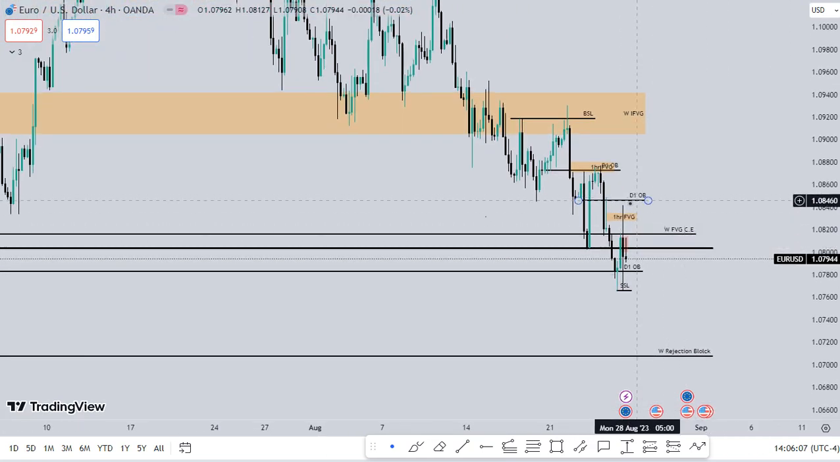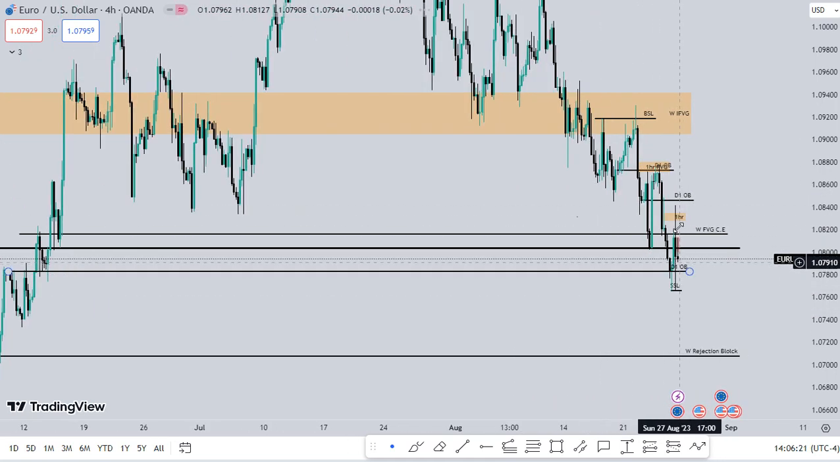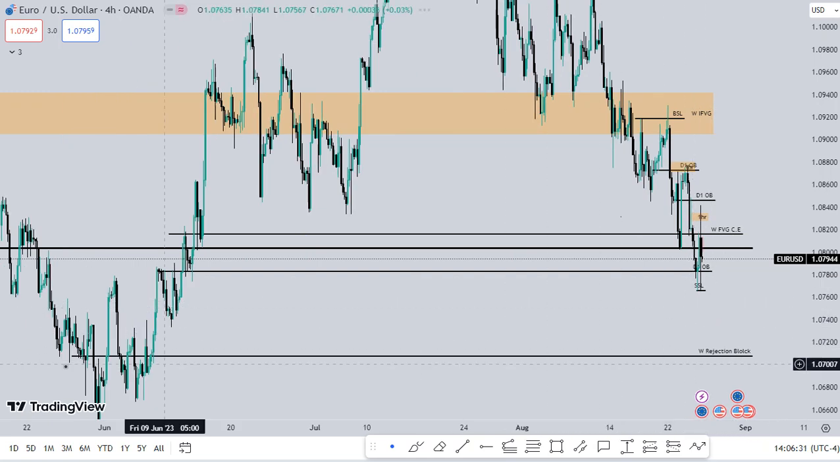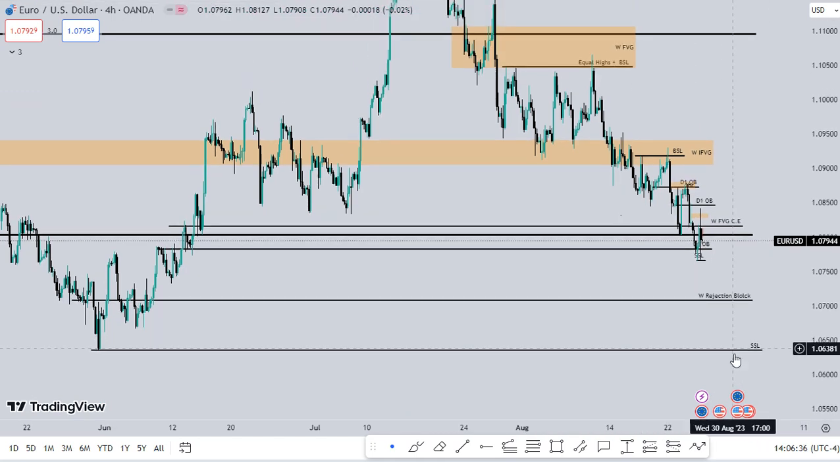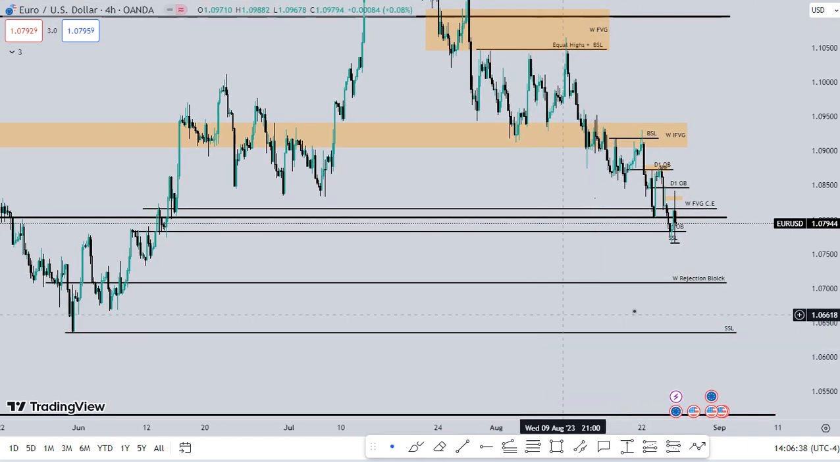So this is that daily order block, and we have liquidity above the Friday's high, which is this high. So it's possible price takes this high, and then after taking this daily order block goes lower, or it will not go that much high and will only tag this weekly fair value gap consequent encroachment and then go lower to this sell side, which is in here, and this weekly rejection block. And overall we might see lower prices all the way to this level.